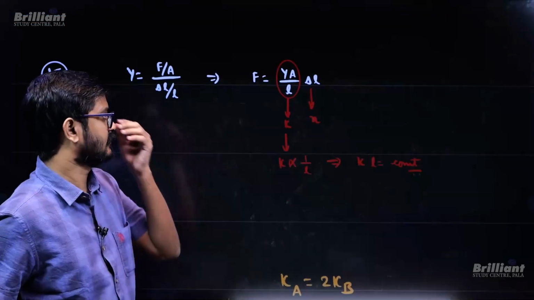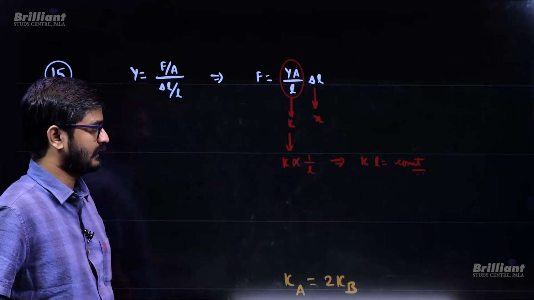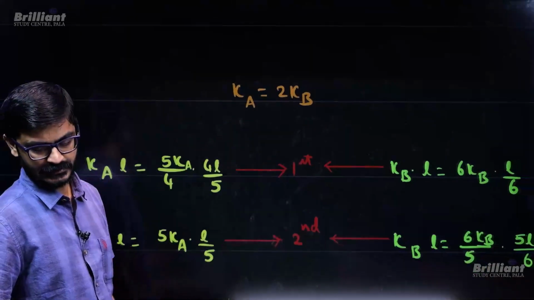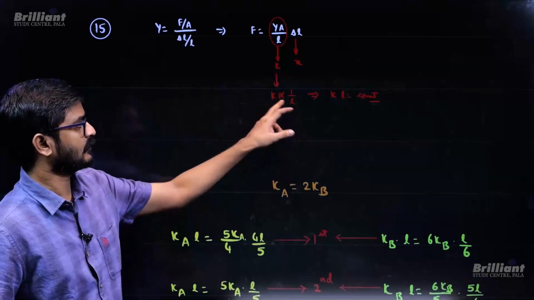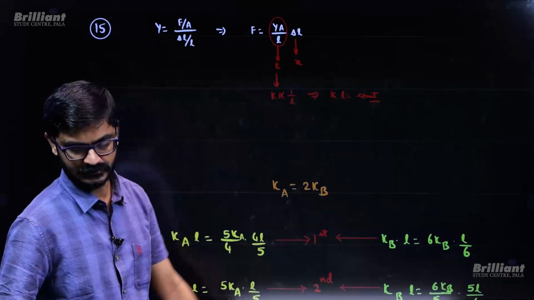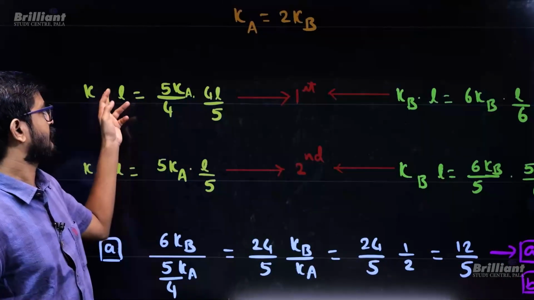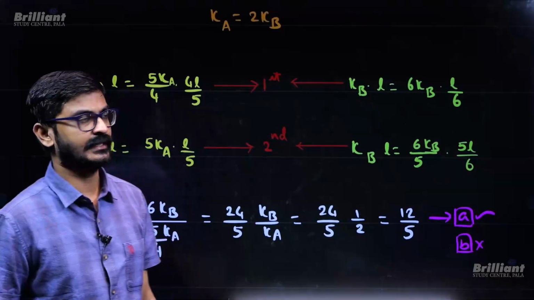Before that you must know this. Spring constant is inversely proportional to length, and this information is given in the question initially, and they said both are of the same length. So if spring constant is inversely proportional to length, I can say k into L is constant. This is for the first spring, this is for the second spring, and they said they are cutting into 2 parts.